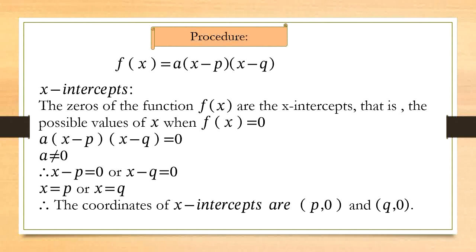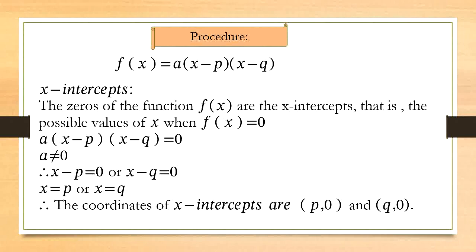Then, if a is not equal to 0, to have this relation true, either x minus p should be equal to 0 or x minus q should be equal to 0. If x minus p is equal to 0, then x is equal to p, and if x minus q is equal to 0, then x is equal to q.